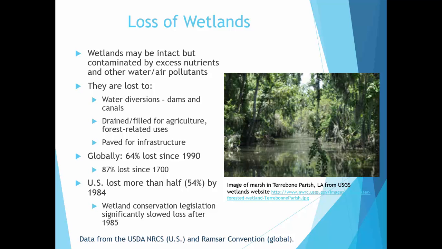Globally, we've lost 64% of all wetlands just since 1990, and since 1700 we've lost 87% of all wetlands around the globe. If we look just at the United States, we lost more than half of the wetlands that were present by the year 1984. After 1984, there was wetland conservation in effect, which significantly slowed the loss of wetlands in the United States. So we're not losing wetlands at a very quick pace. In some years, we're actually gaining now.